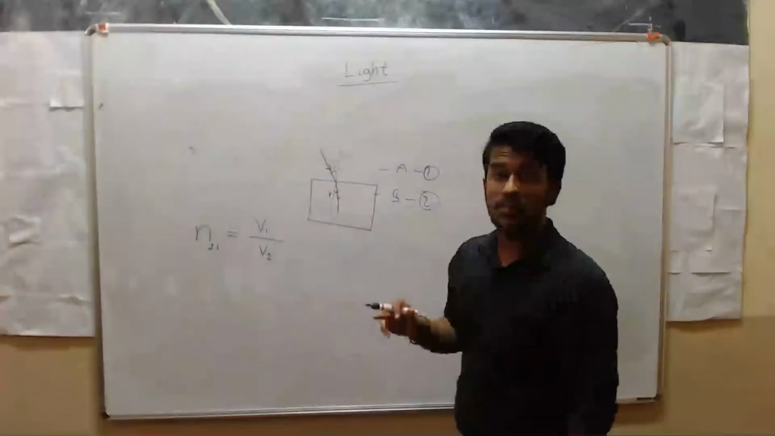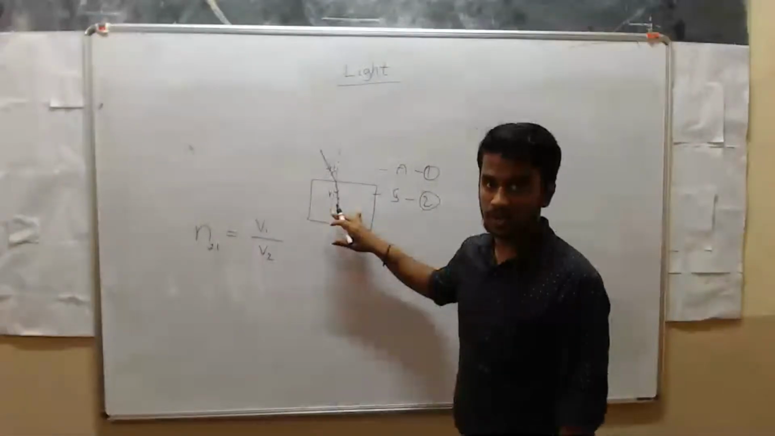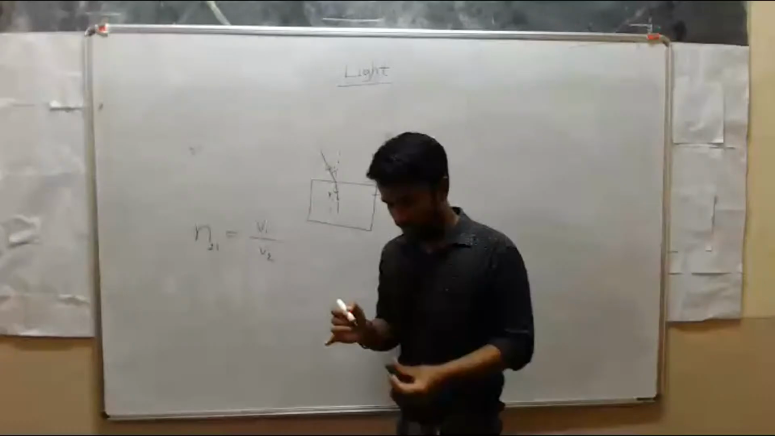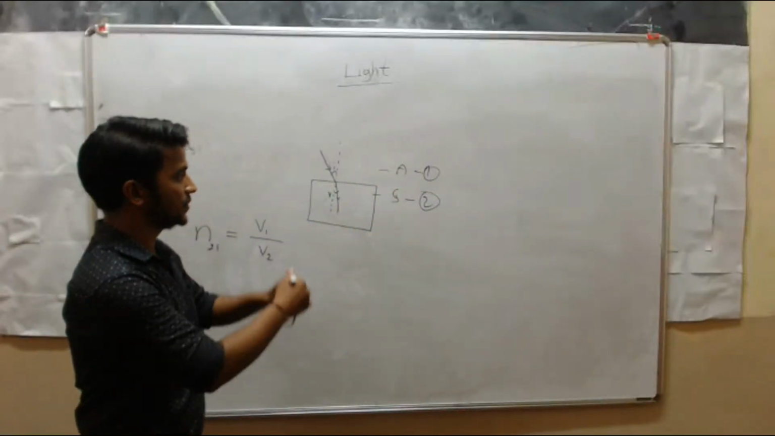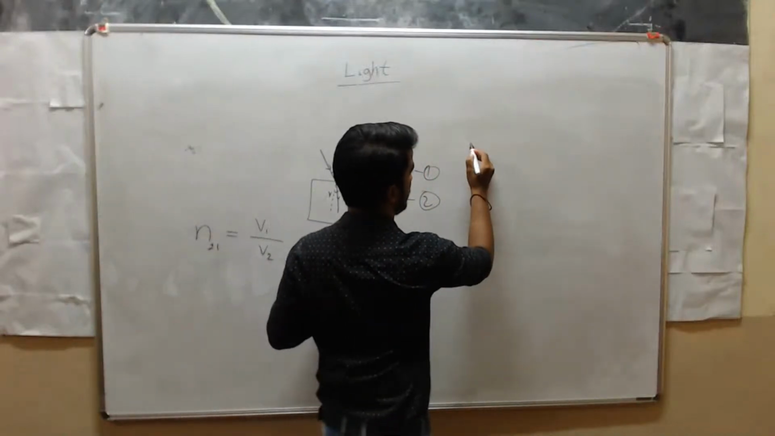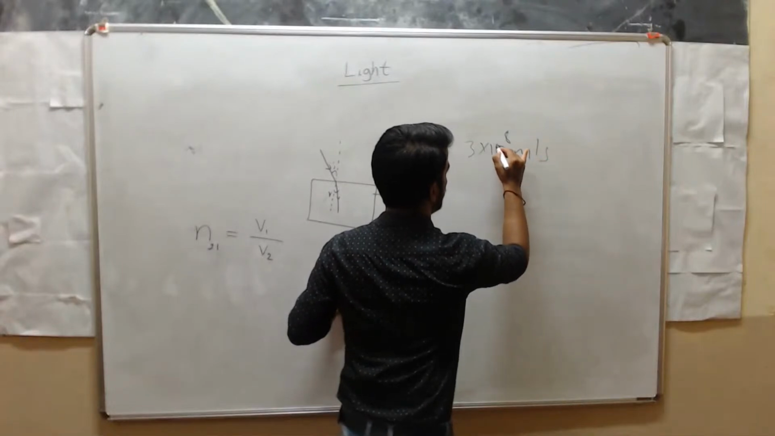So that value is the refractive index of the second medium. Okay, then what is the refractive index? See, refractive index means the speed of light. Just this is air medium, right? In air medium, the speed of light is 3 into 10 raised to the power 8 meter per second.